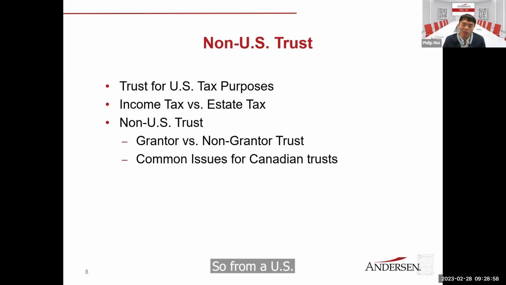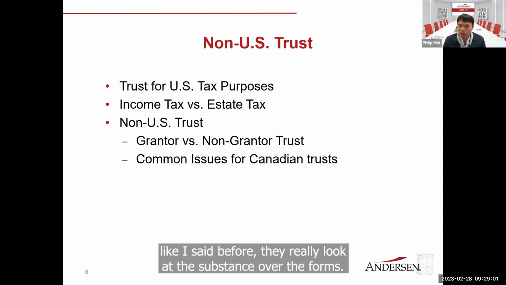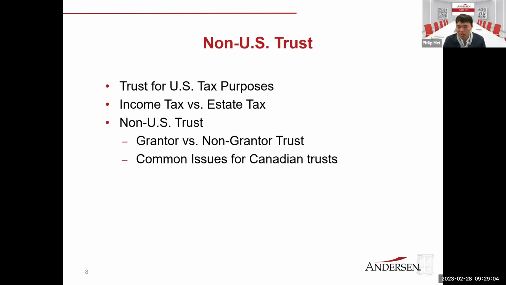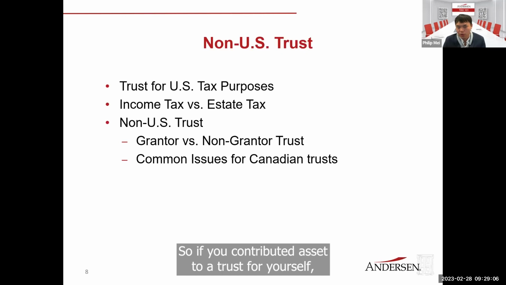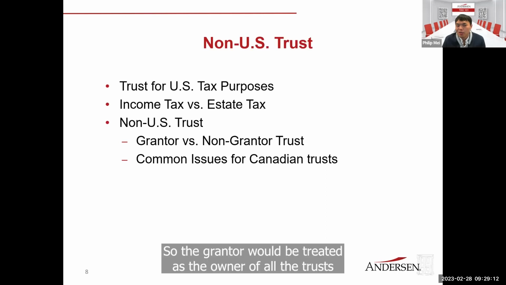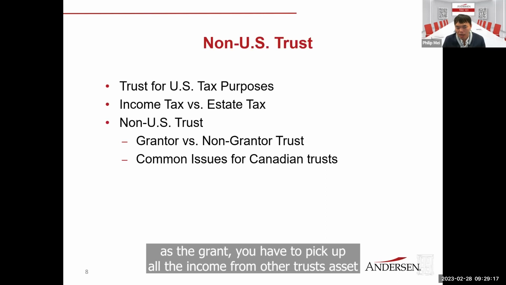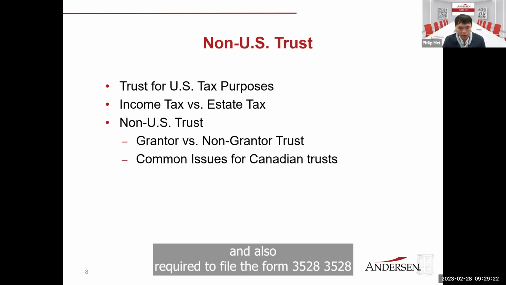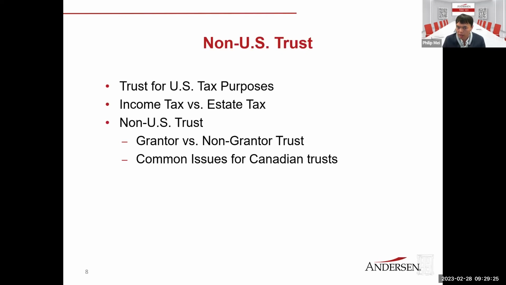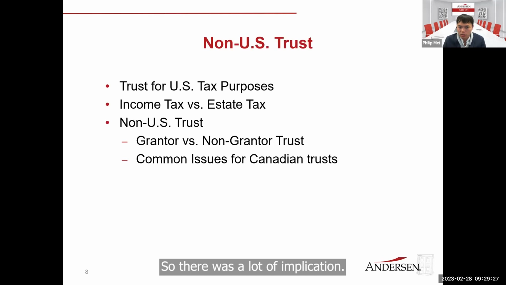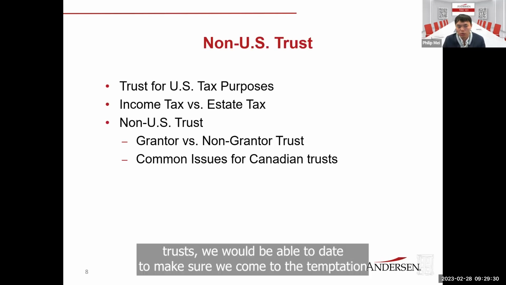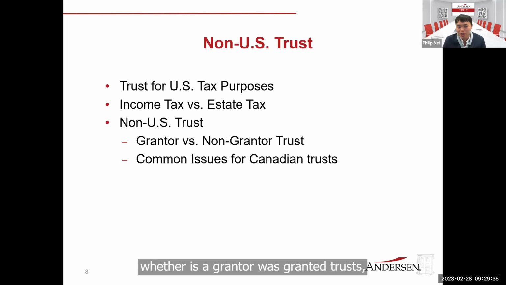So from a US perspective, like I said before, they really look at substance over form. So if you contributed assets into a trust for yourself, you're really still owning all the assets inside. So the grantor will be treated as the owner of all the trust assets. The grantor has to pick up all the income from all the trust assets, and is also required to file Form 3520 and 3520-A. So there are a lot of implications. Whenever we come to a non-US trust, we will review the deed to make sure we come to a determination whether it's a grantor versus non-grantor trust.